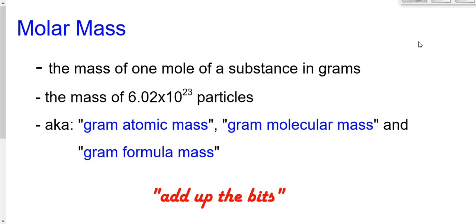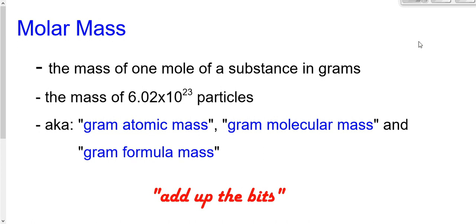Hey, grade 11s. In our last lesson, we talked about how many particles were in a mole. We described the mole as a grouping, like a dozen is a group. A dozen is a group of 12 things. A mole is a group of 602 hexillion things, 6.02 times 10 to the 23rd things. Let's talk today about how we measure that, because very clearly we don't count.